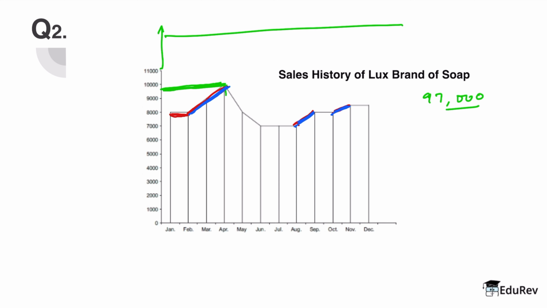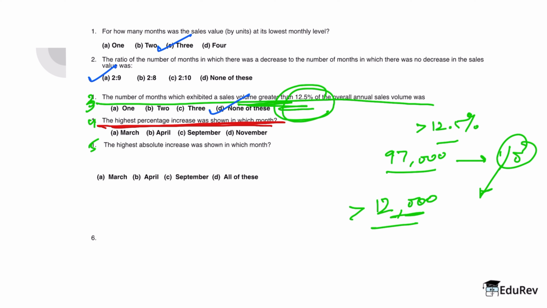Now you can say that September has the least initial value and the highest growth, correct? Hence it has the highest percentage increase. Common sense. So obviously it will show the highest percentage increase, and the answer has to be September.